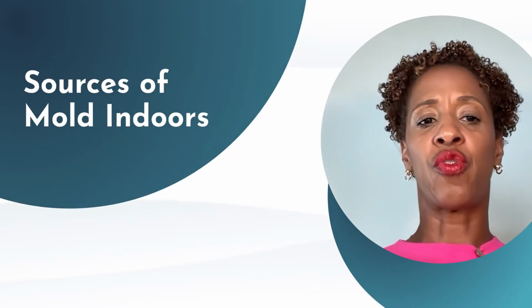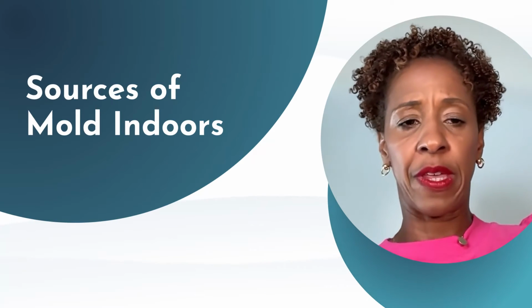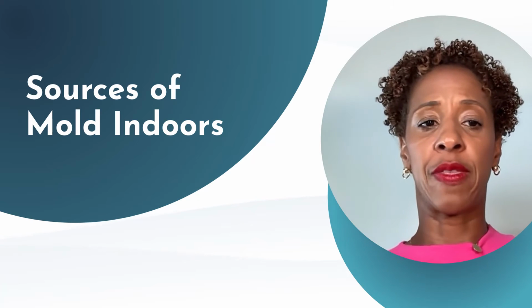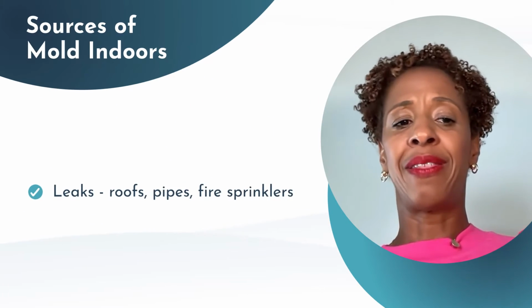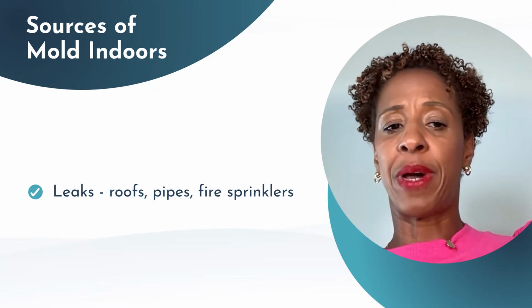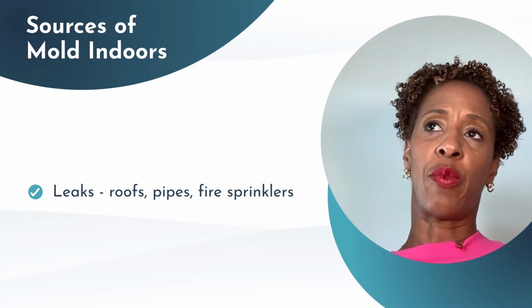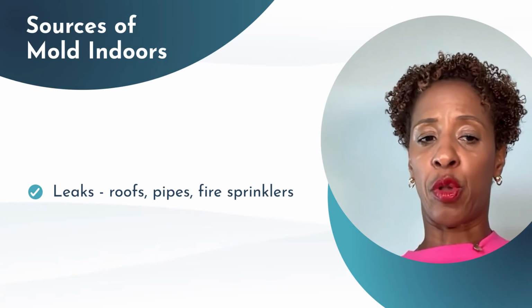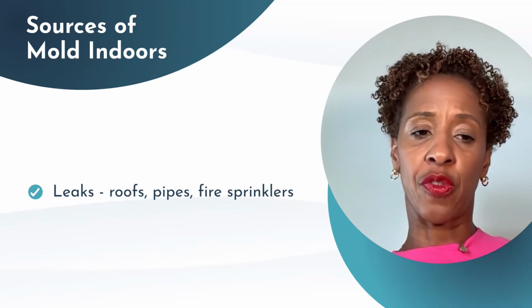So what are sources of mold indoors? Because other than foodstuffs and things of that sort, this is one of the bigger ways that we are impacted that we may not be aware of. So anything that leaks: a roof, pipes, fire sprinklers. When you're working with a good inspector, they'll be able to look for sources that are actually causing the mold so you can cut them off at the source.